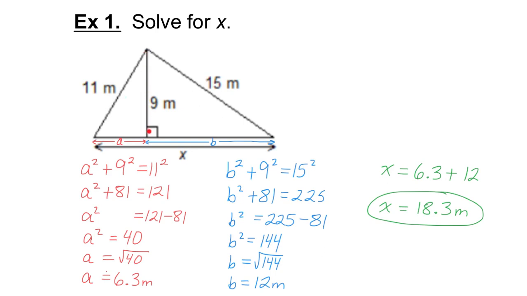In the other triangle, I solved for this missing side length, which I called B. B squared plus 9 squared equals 15 squared. And I solved for B to be 12 meters. X is a combination of A and B. So if I added my length of A and my length of B, I'll get the total length called X. And that's what I did over here. So I get a final answer of 18.3 meters for this entire side length.